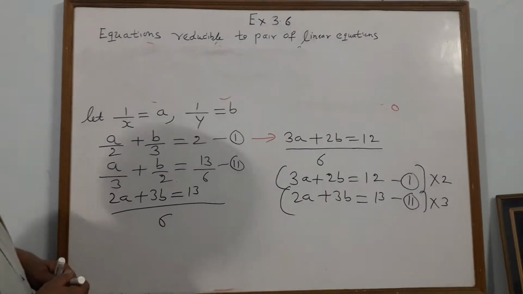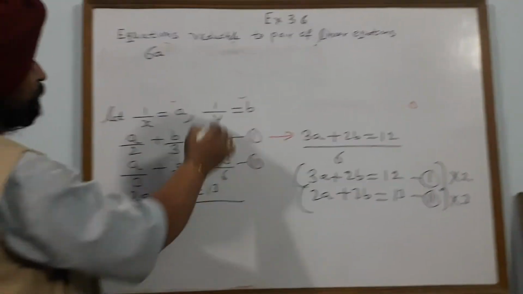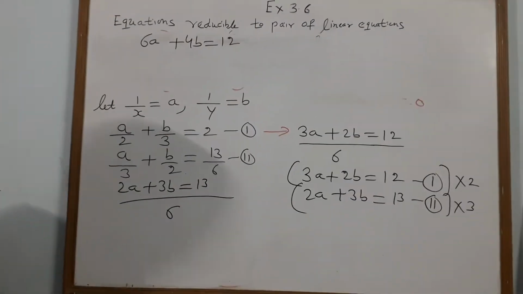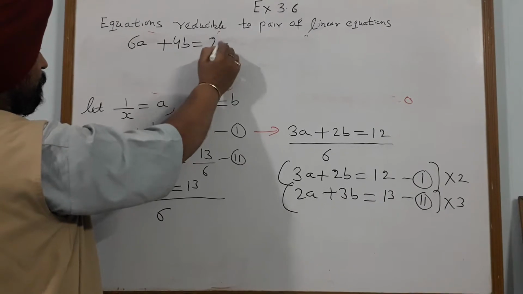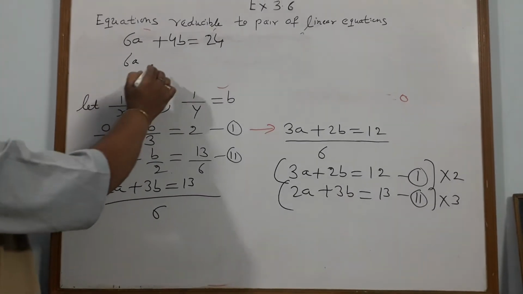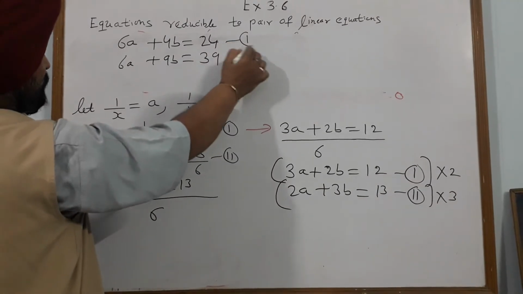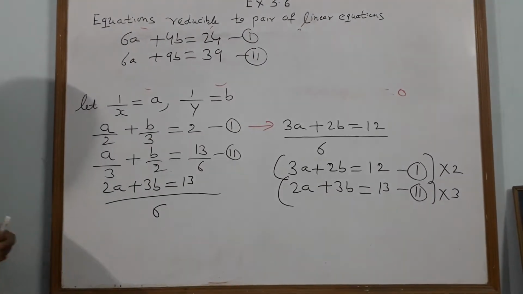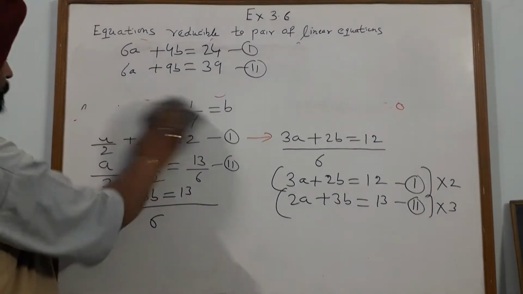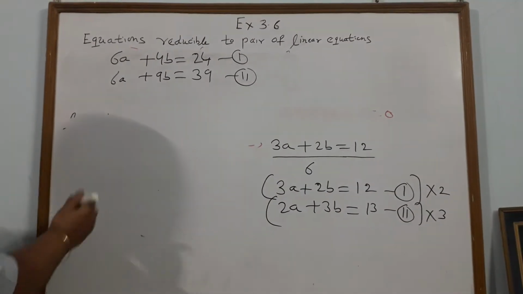Now the first equation becomes 6a plus 4b is equal to, sorry, how much? 24. And the second equation becomes 6a plus 9b is equal to how much? 39. Now this is the first equation and this is the second equation. Now you can solve them with the help of the elimination method by addition and subtraction. Now you subtract these two equations.